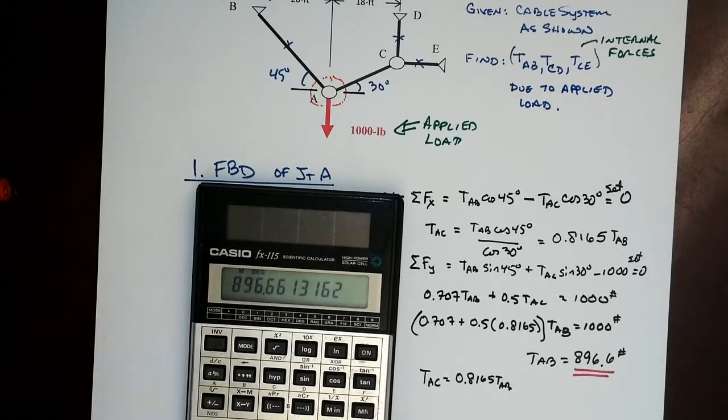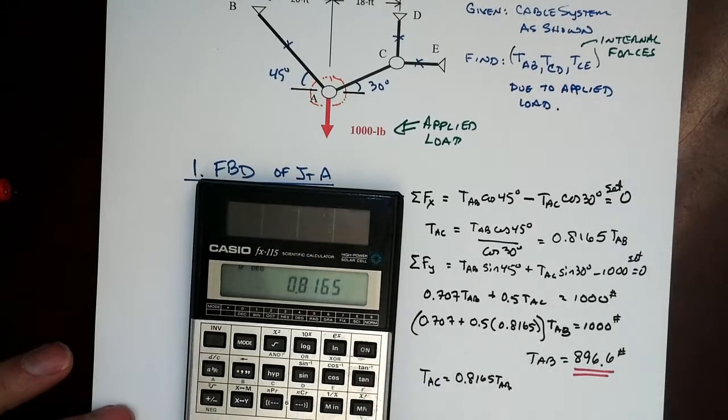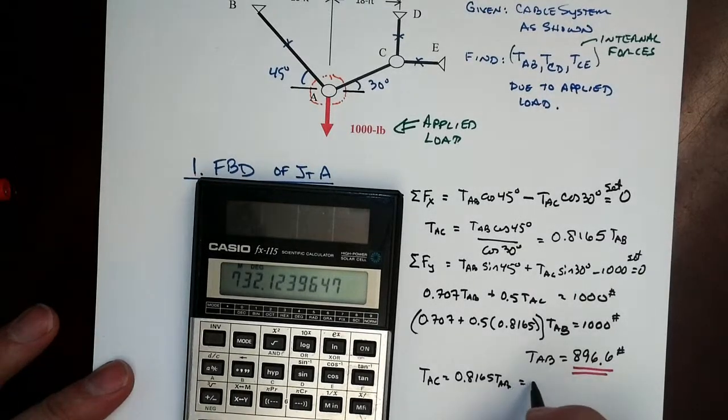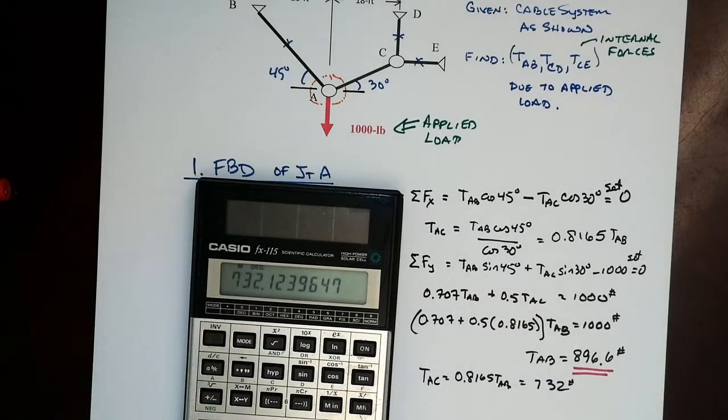There's that 890, and then we take that times 0.8165. Now there's a rounding error in there, just a tiny bit. But TAC would equal a plus 732 pounds, and that's going to be, of course, in tension also. All right, so there's our 2.